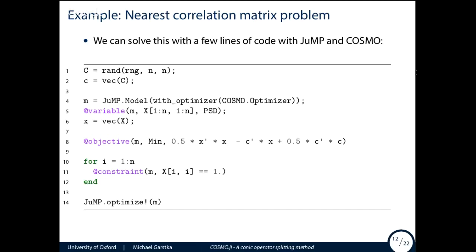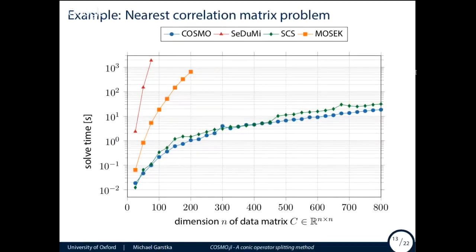And I believe most semidefinite programming solvers actually get an error message here because they don't implement quadratic cost functions. So you have to move quadratic terms into an additional constraint. So this is quite a nice form to solve this problem. And I did that for increasing size of matrix C and for different solvers.